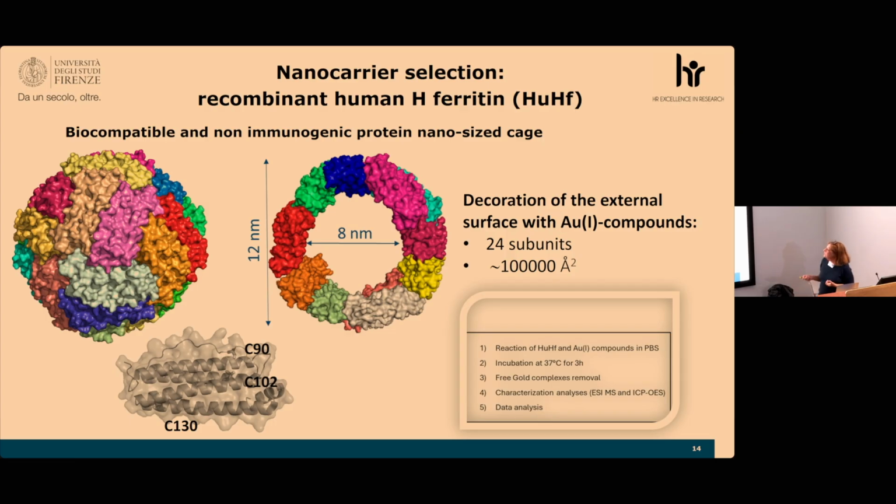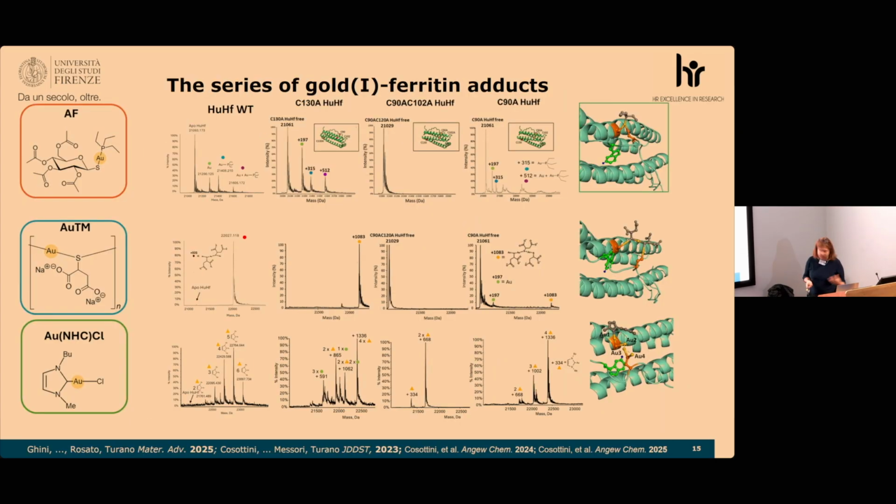So we did the reaction with the different gold(I) compounds that I was showing before, incubation for 3 hours at 37 degrees, dialysis to remove excess of gold, and then characterization of the product by electrospray mass spectrometry and ICP to determine the binding of the gold to the single subunits and the total metal loaded on the cage, and then further analysis using also nutritional studies.